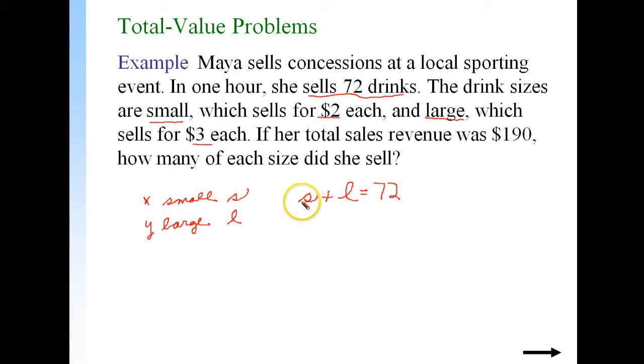Okay, now how much does the small drink cost? Well, $2 times the small drinks plus $3 for the large drinks will bring in now how much money? $190. And there are your two equations. So again, what method might you use?